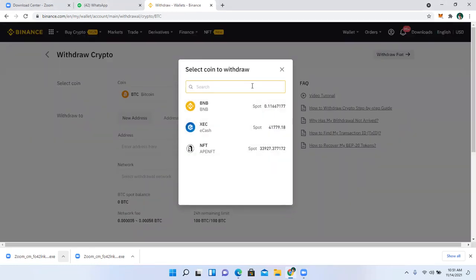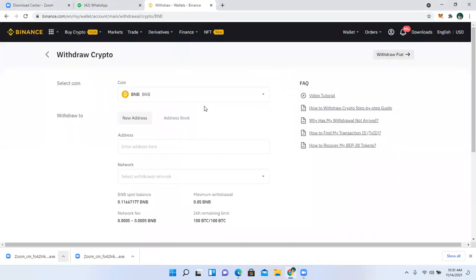So just type in the coin. These are the coins I have at the moment, so I can withdraw any of them. Let's say I want to withdraw BNB, for instance. I click on BNB. Then I'll enter the address I want to send it to here, right? So let me try and get an address now.